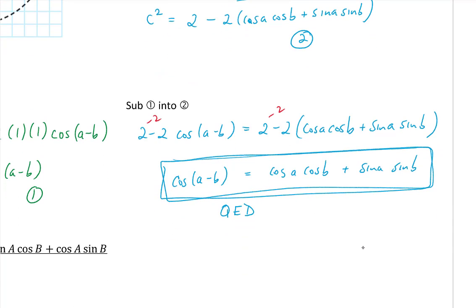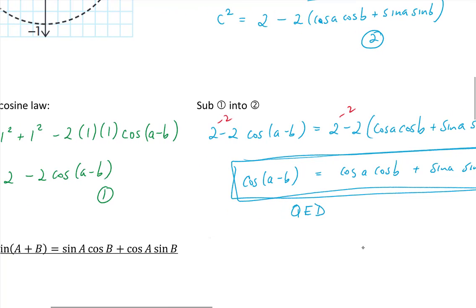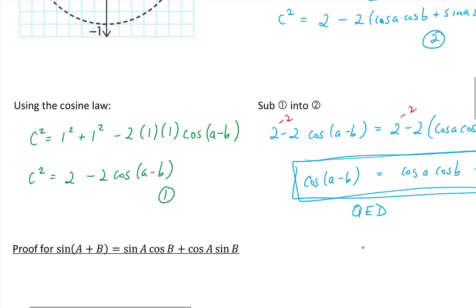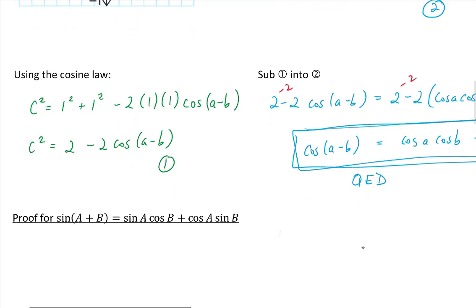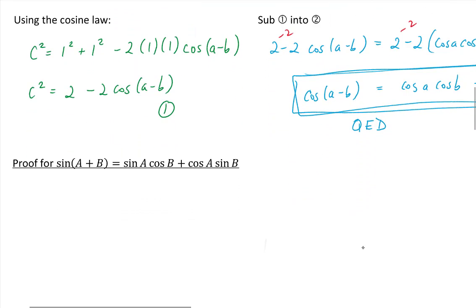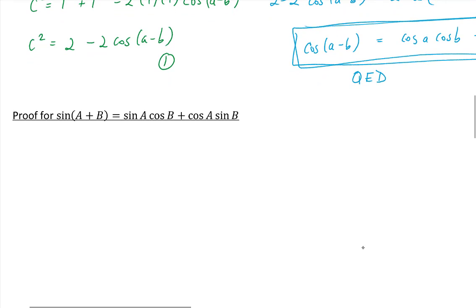Using this formula, you can now prove some of the other compound angle formulas. But let's look at a proof for sine A plus B. The proof for sine A plus B is going to involve our cosine A minus B formula, and I'm going to show you how. I'm going to start with the left side of this equation.